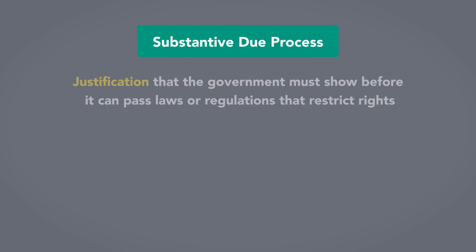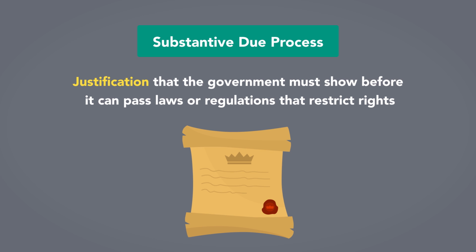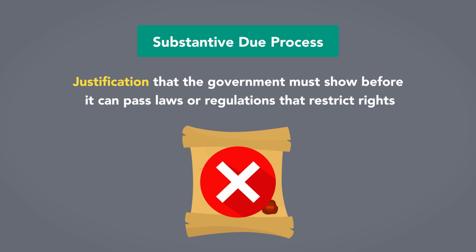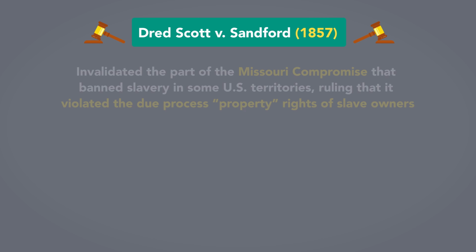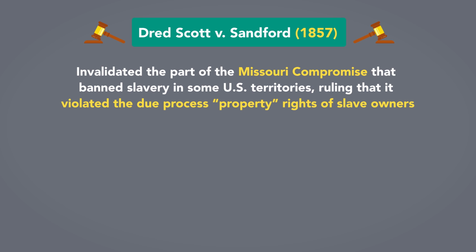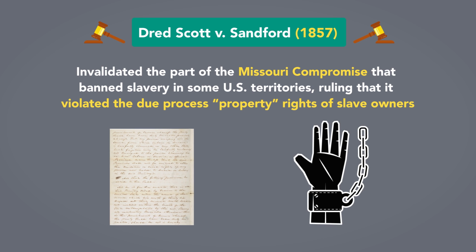Substantive due process is justification that the government must show before it can pass laws or regulations that restrict rights. The Due Process Clause has been used throughout the country's history to invalidate legislation in some unfortunate and even bizarre ways. In the infamous 1857 case Dred Scott v. Sandford, the Supreme Court invalidated the part of the Missouri Compromise that banned slavery in some U.S. territories, ruling that it violated the due process property rights of slave owners.